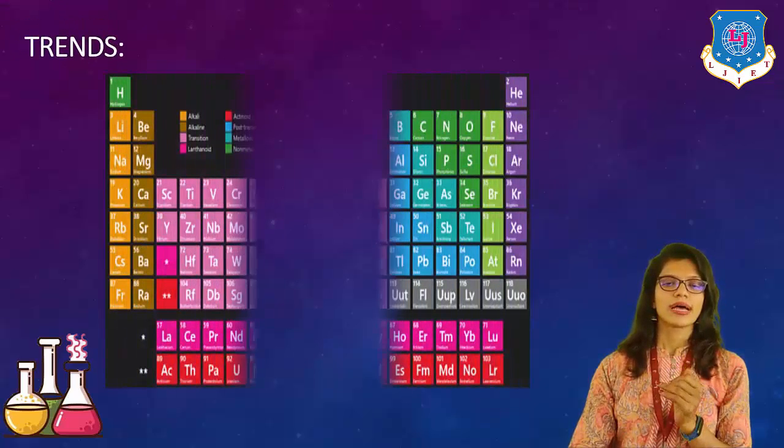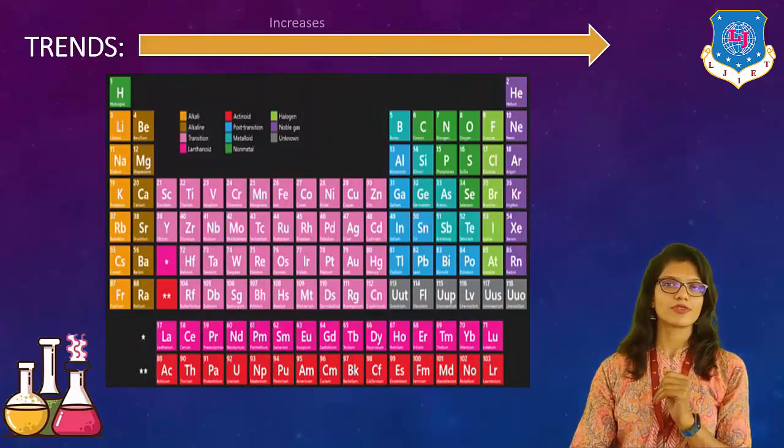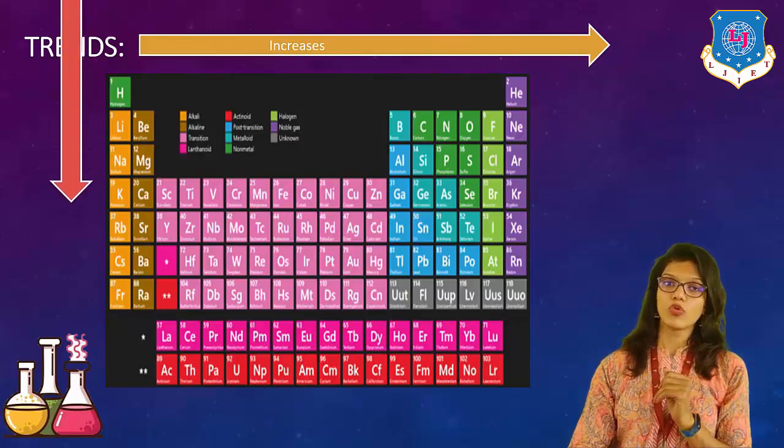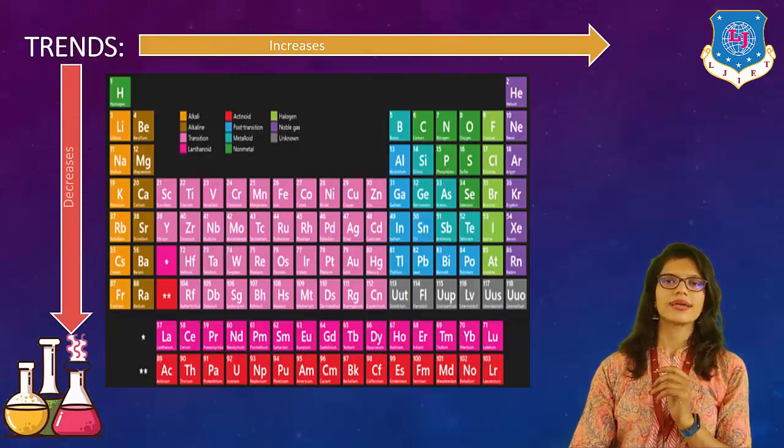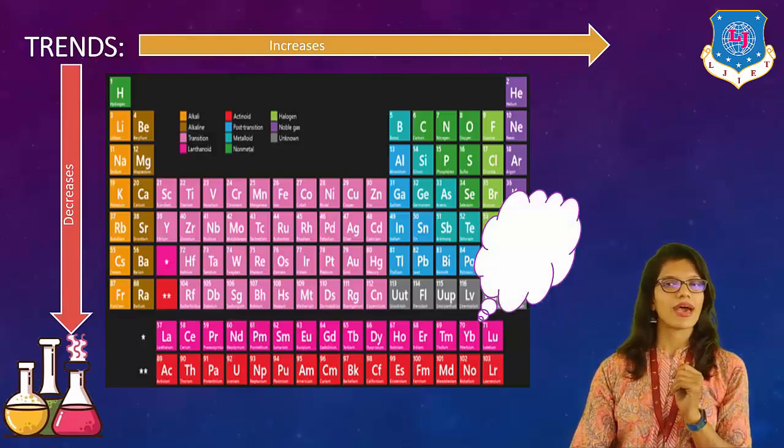So, here let's observe the trends. When we move from left to right, it increases. And when we move from top to bottom, it decreases. Again, here we have exceptions like noble gases as well as the lanthanide actinide series.